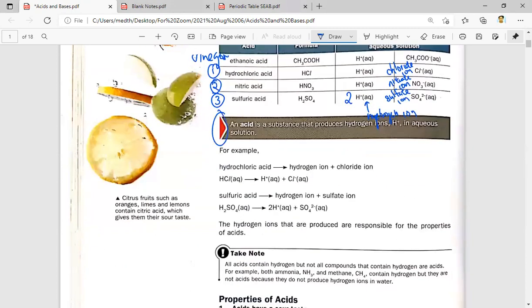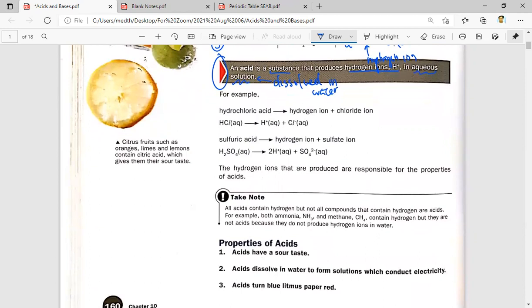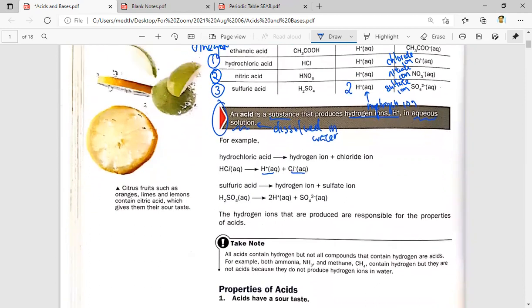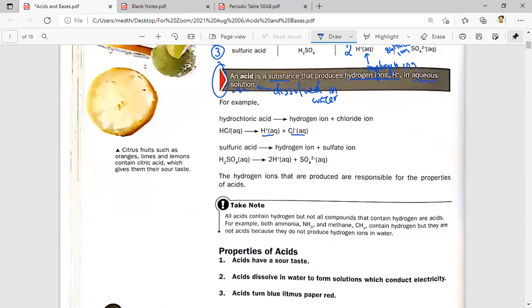So next part, definition. An acid is a substance that produces hydrogen ions in aqueous solution. Now, the term aqueous solution actually just means dissolved in water. So whenever you see the word aqueous solution, it just means that the substance has been dissolved in water. For example, hydrochloric acid, when you put it in water, you get H plus and Cl minus, as what we have seen here. Sulfuric acid, when you put it in water, you actually get 2 H plus and 1 SO4 2 minus.